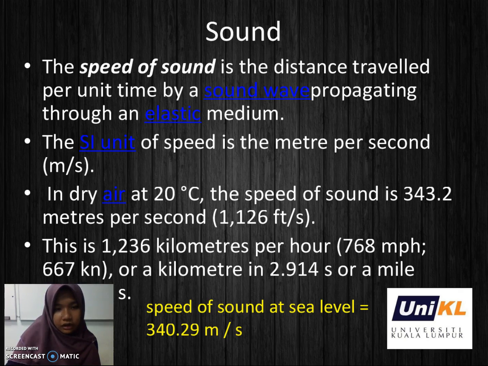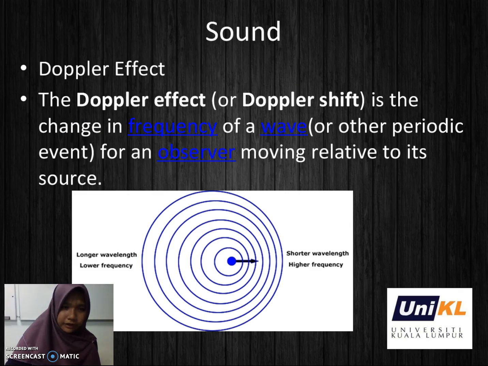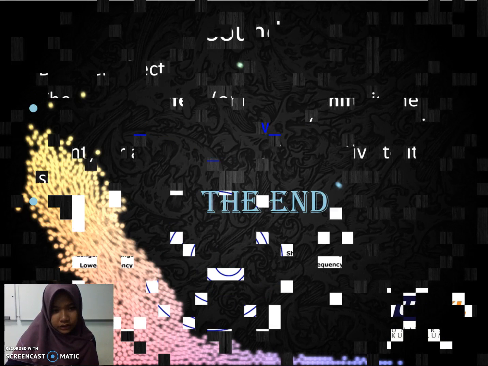In dry air at 20 degrees, the speed of sound is 343.2 meters per second. This is 1236 kilometers per hour. So the speed of sound at sea level is 340.29 meters per second. So the Doppler effect. The Doppler effect or Doppler shift is the change in frequency of a wave or other periodic event for an observer moving in relation to its source.